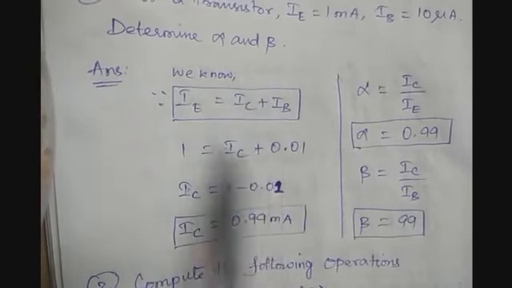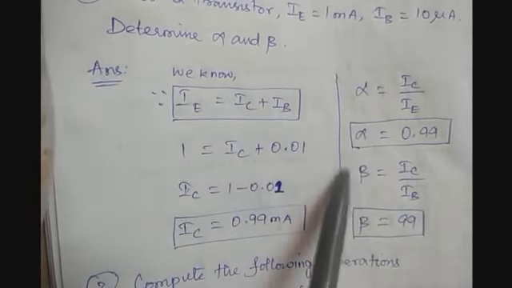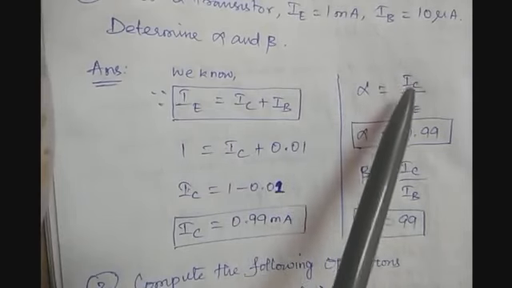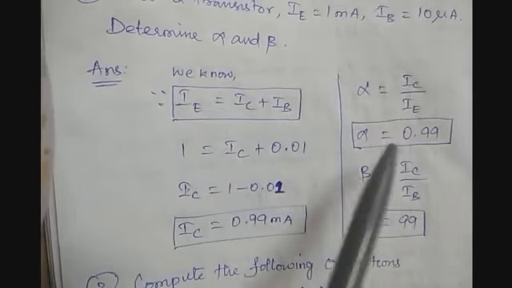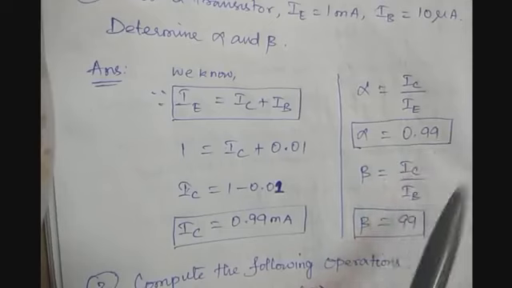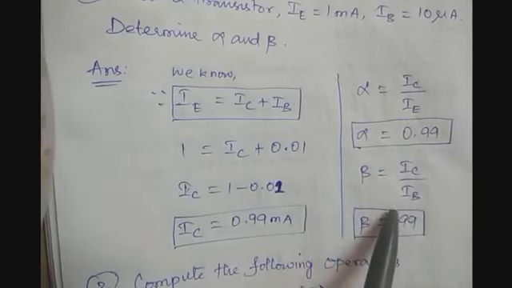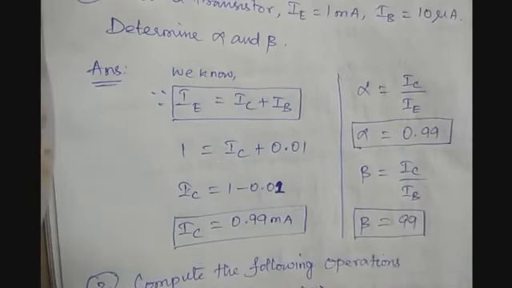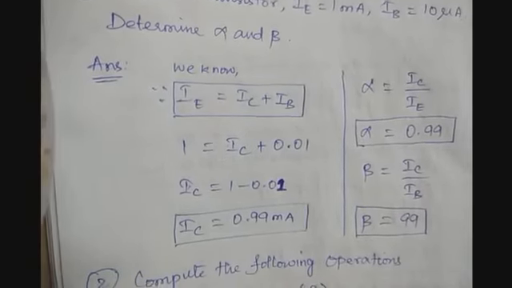So we know all three currents, so we can easily calculate alpha and beta. Alpha is the ratio between IC and IE. So we got the alpha value, that is 0.99, and beta is IC by IB. If you substitute the values and simplify, beta equals 99. So the first problem is over.